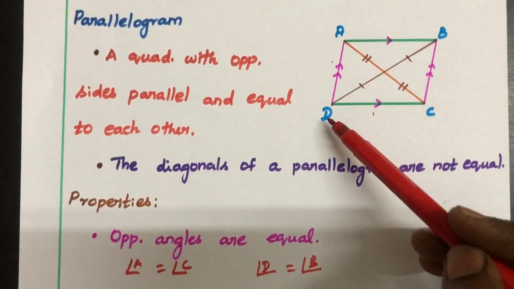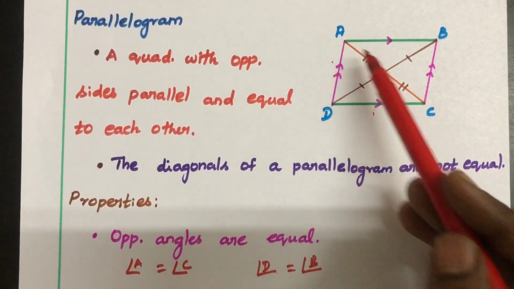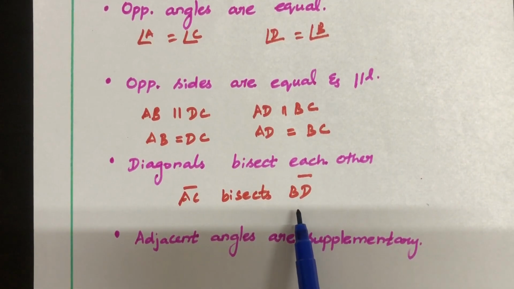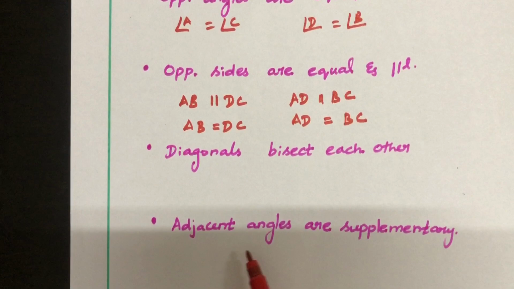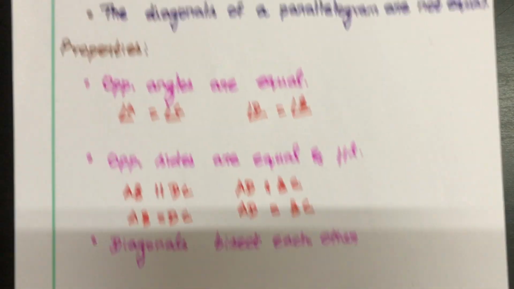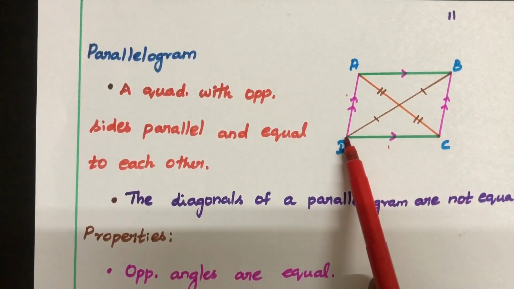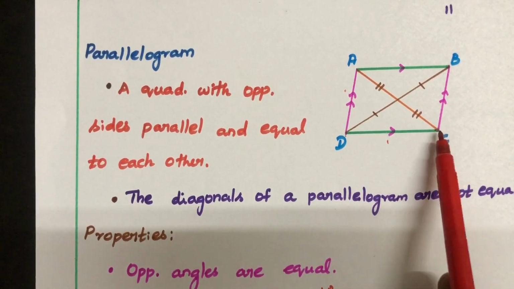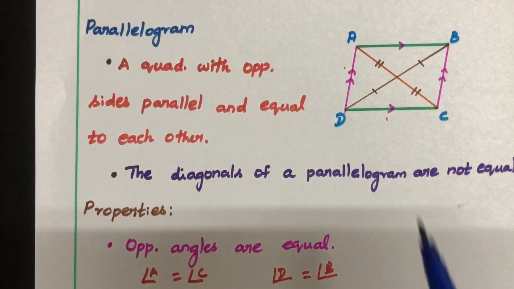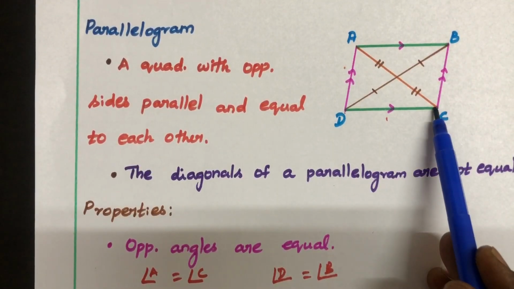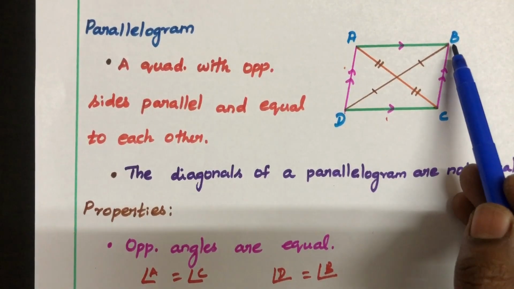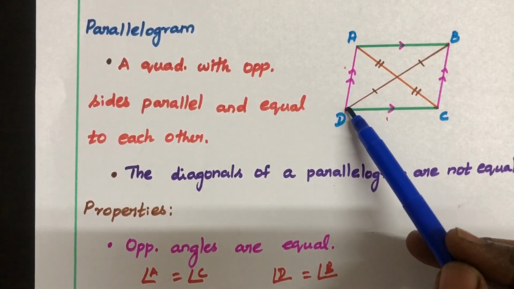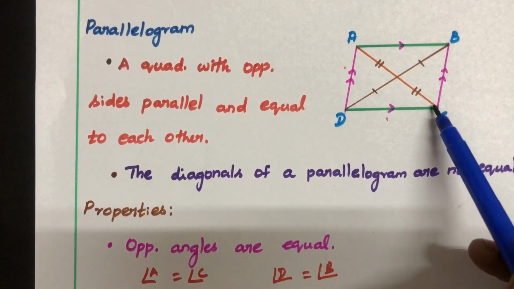Next, diagonals bisect each other. That means AC bisects BD. Next, adjacent angles are supplementary. Adjacent angles means next angles. D and C are supplementary. Supplementary means if you add these two angles, it will give you 180 degrees. Angle D and angle C are adjacent angles. Similarly, C and B are supplementary, B and A are supplementary, A and D are supplementary.